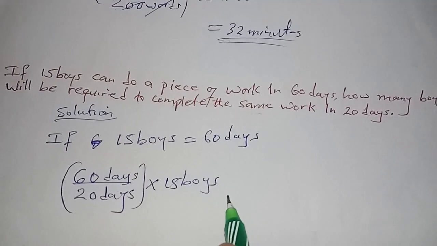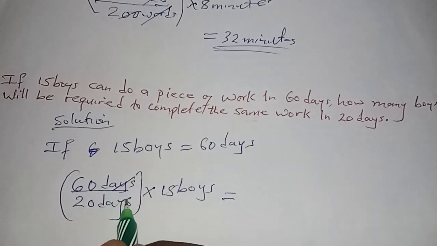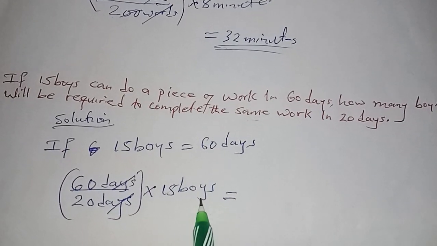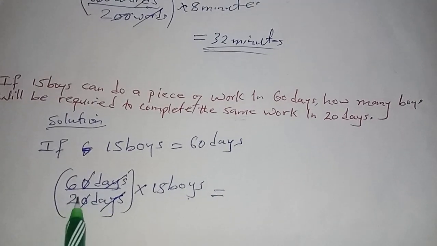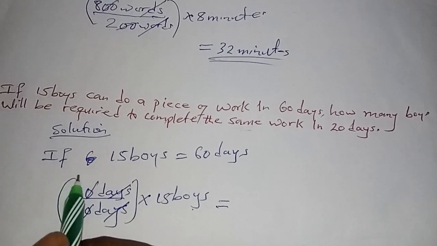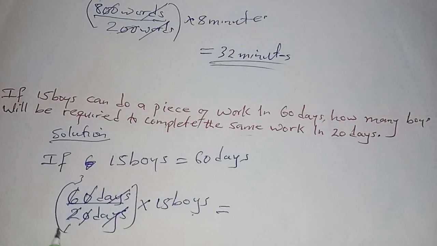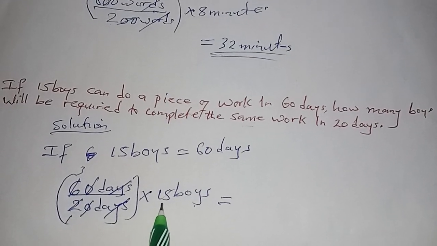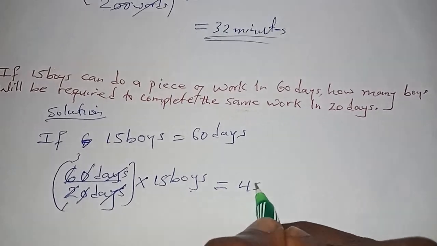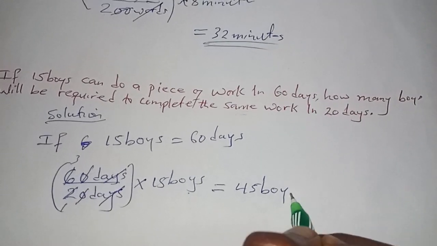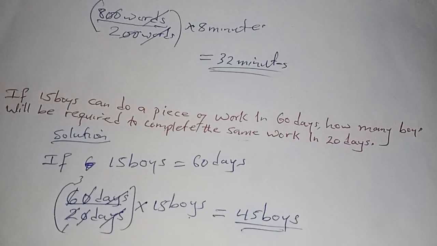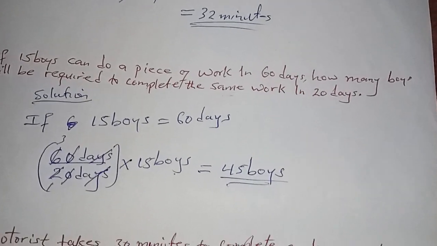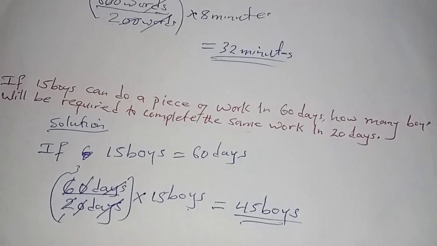Now if we do our math here, we know that this cancels this, right? So asking how many boys, so our answer is boys, right? So you notice that 0 cancels 0, 2 going to say 1 time, 2 going to 6 is 3. So if you do the math now, 3 times 15 will give you 45, right? So 45 boys. We know definitely it will take 45 boys to complete that same work in 20 days.